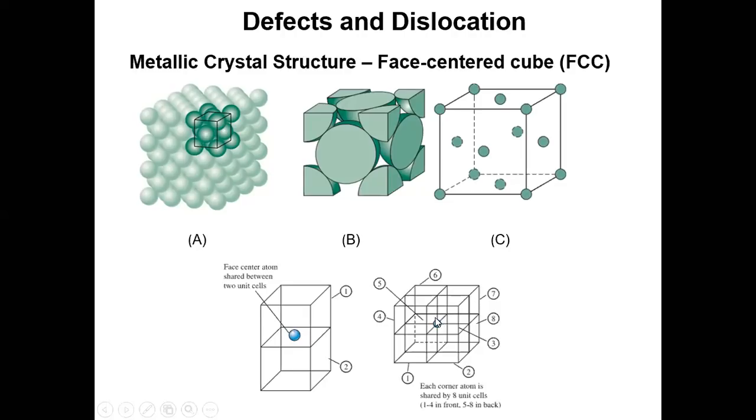Look at this, right? So how many unit cells are in there? 1, 2, 3, 4, 5, 6. Other side 7, 8. That means that corner atom we can complete if we combine 8 unit cells. That means corner atoms are shared with 8 unit cells. Okay. I think you can see clearly from these two figures how the atoms are shared in a unit cell. Right? We are talking about the FCC metallic crystal structure.